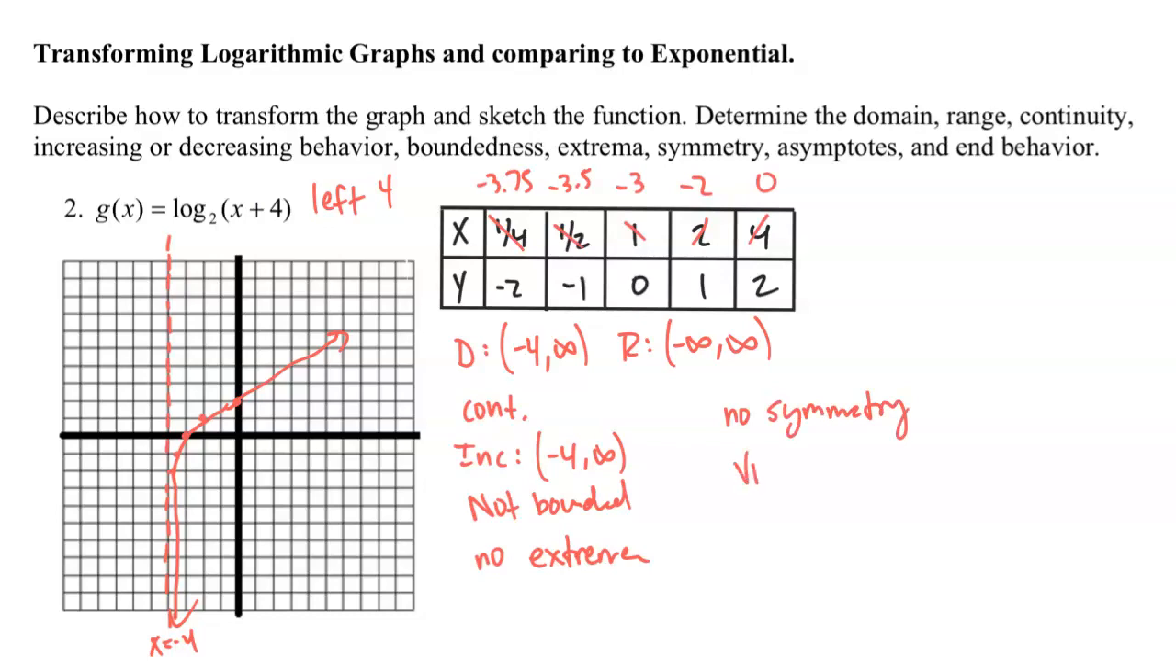It has a vertical asymptote, this time at x equals negative 4, and then the end behavior will be the limit as x approaches positive infinity, and we called this function g of x, so I'm going to write g of x there. That's equal to positive infinity, and the limit as x approaches negative 4 from the positive side, or from the right side, of g of x is equal to negative infinity.